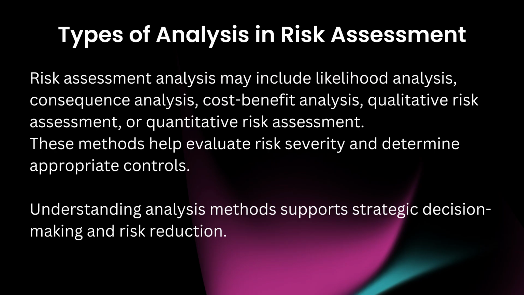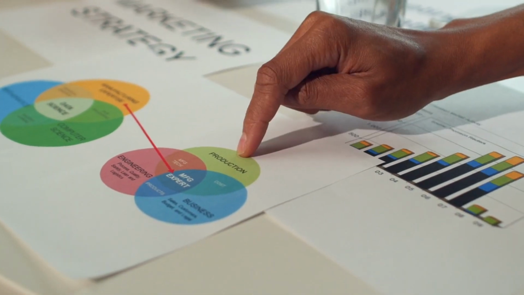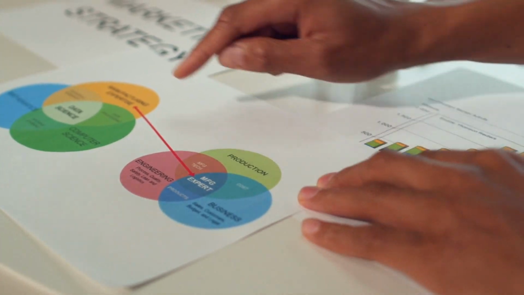Types of analysis in risk assessment. Risk assessment analysis may include likelihood analysis, consequence analysis, cost-benefit analysis, qualitative risk assessment, or quantitative risk assessment. These methods help evaluate risk severity and determine appropriate controls. Understanding analysis methods supports strategic decision-making and risk reduction.